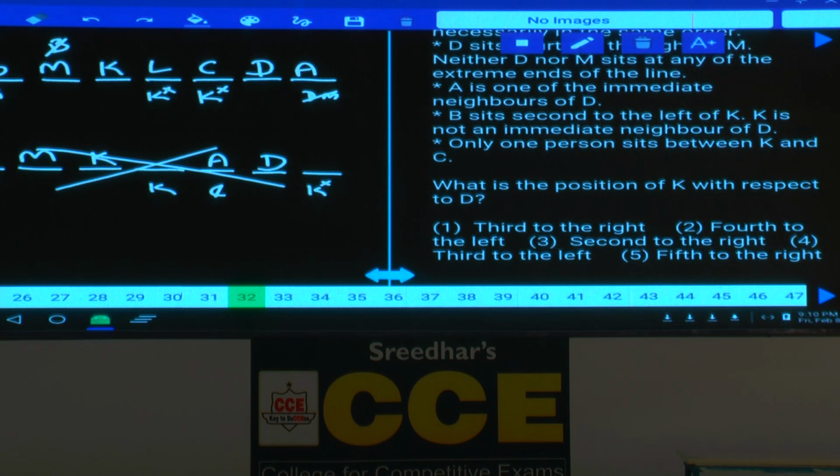Then in this one, question number 32. What is the position of K with respect to D? K with respect to D, K is third to the left hand side. Third to the left, that is given in choice 4.